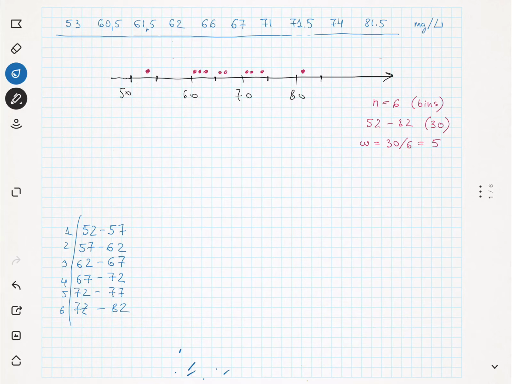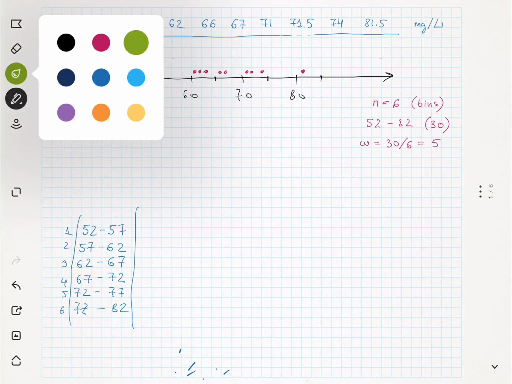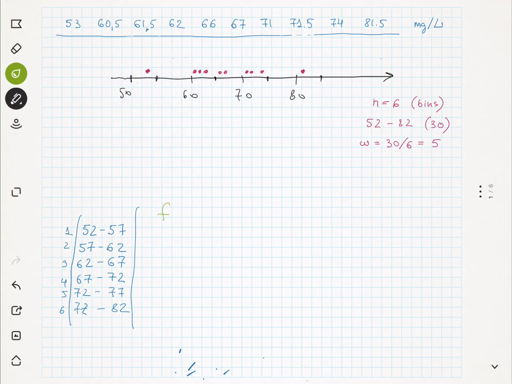Okay. Now let's calculate the real frequencies. Let's find how many values we have between 52 and 57. The 52 is somewhere here, and the 57 is somewhere here. So we have only one value. I'll just write it down. Then 57 to 62. Here we have a very interesting situation: the boundary of the bin, 62, is the same as a value, but it's the right boundary. So it means that 62 will go to the next interval. So we have only 2 values here.